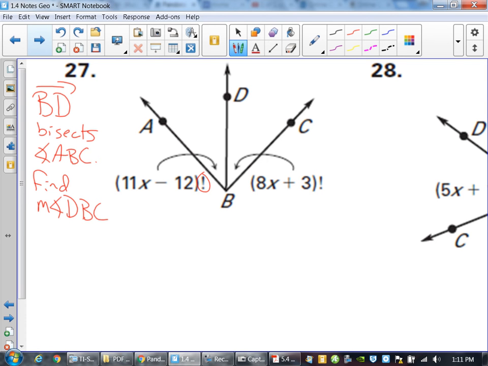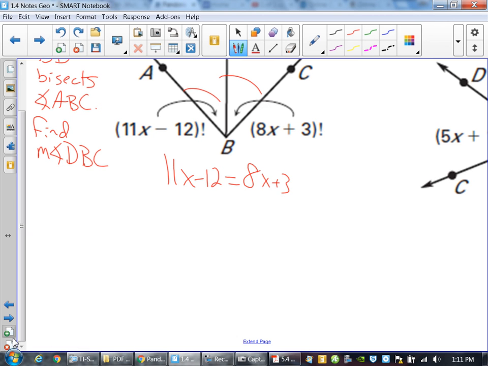Okay? So algebraically then, what do I know about those two angles? What do they have to equal? The same thing, each other. They have to equal the same thing because it's been bisected. That means these two angles are the same. 11x minus 12 is 8x plus 3. Exactly. So it always refers back to an algebraic expression. Yep. That makes sense.